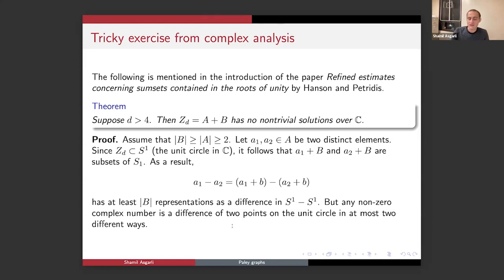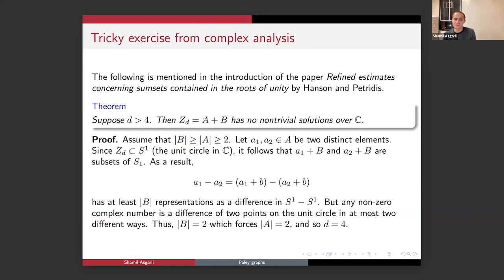So how is it possible? I just told you here that you can represent it in at least B ways as a difference of two vectors in the unit circle. But here I'm saying that any non-zero complex number is a difference of 2 points in the unit circle in at most two ways. Well, the only way not to get a contradiction is that B must be 2, because otherwise we have a contradiction. But if B is 2, then because of this inequality, A is sandwiched between 2 and B, so A is also 2. But if A is 2 and B is 2, then ZD is too small.